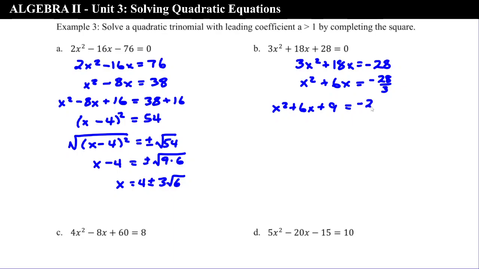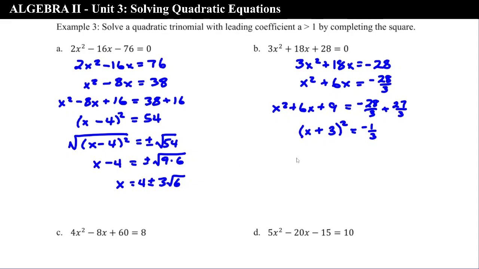When I add 9 to this side, I'm going to add it as 27 over 3, because 27 over 3 is just 9. I just wanted to go ahead and get my common denominator while I was at it. Okay. So the left-hand side, we can go ahead and factor. So we're going to have x, the square root of the first term, square root of the last term, sign of the middle term, and we're factored. On the right-hand side, because we have a common denominator, that very easily becomes negative 1/3.